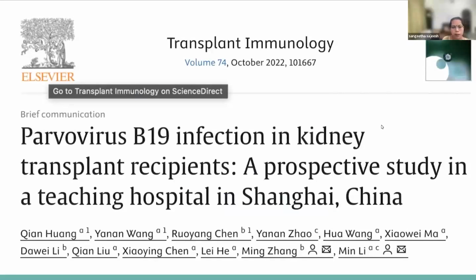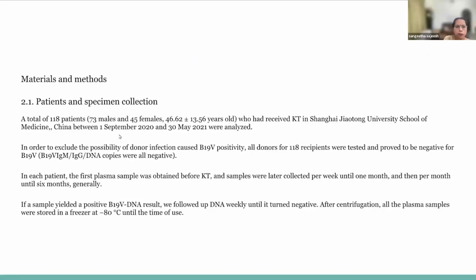This is another study, published in Transplant Immunology in October 2022. It is a retrospective study on parvovirus B19 infection in kidney transplant, done in China. The number of patients was around 118, analyzed between September 2020 and May 2021. From the earlier studies, there is a different timeline in which parvovirus infection can occur. In this study, to exclude the possibility of donor infection causing B19 virus positivity, all donors were tested and proved to be negative for B19 virus.